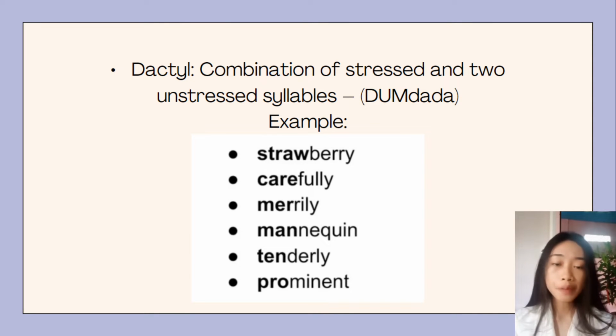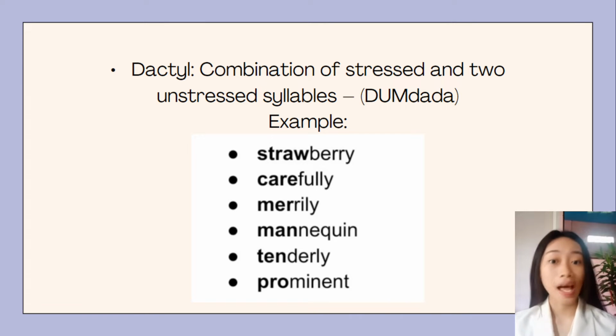So the word poetry itself is a great example of a dactyl, with the stressed syllable falling on the po, followed by the unstressed syllables e and tree: poetry. Other examples are strawberry, carefully, merrily, mannequin, tenderly, prominent. Dactyls were used to compose Greek epic poetry such as the Iliad and the Odyssey.